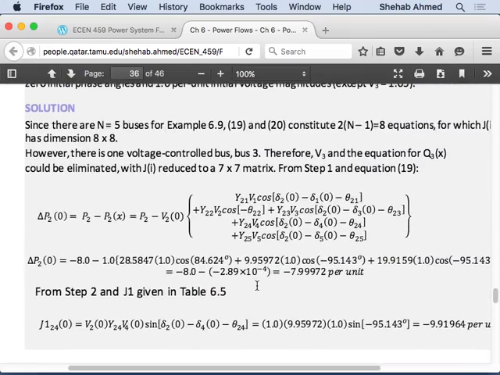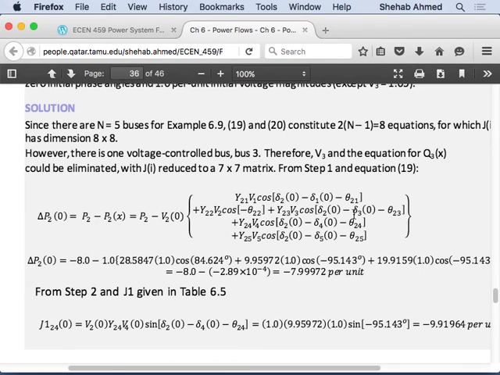Okay, so they write all the 5 terms down. So Y21 V1 cosine of the angle of V2 minus the angle of V1. Remember, they told us all the angles will be 0 and all the voltages will be 1 except V3, which will be 1.05. So V1 will be 1 and the angles will all be 0. This is the angle of V2 minus angle of V1 at iteration 0. They didn't substitute the value yet. They're just expanding the summation.